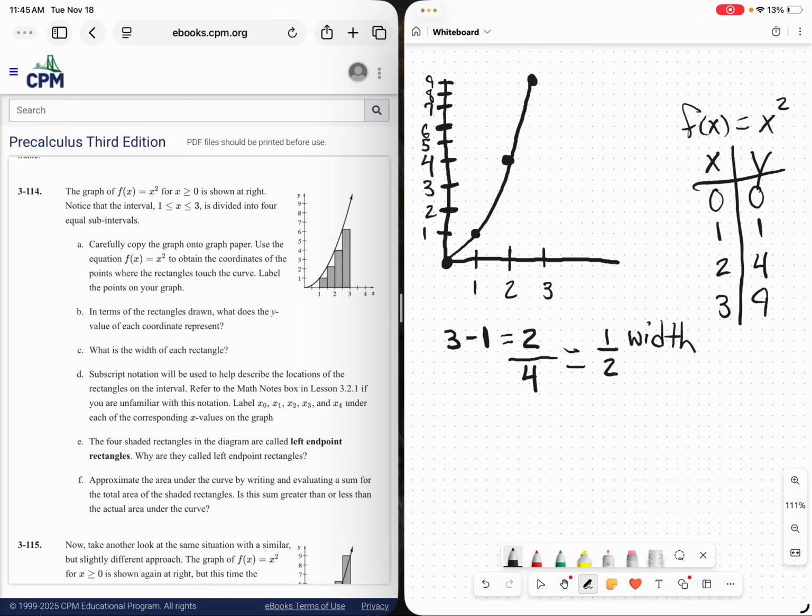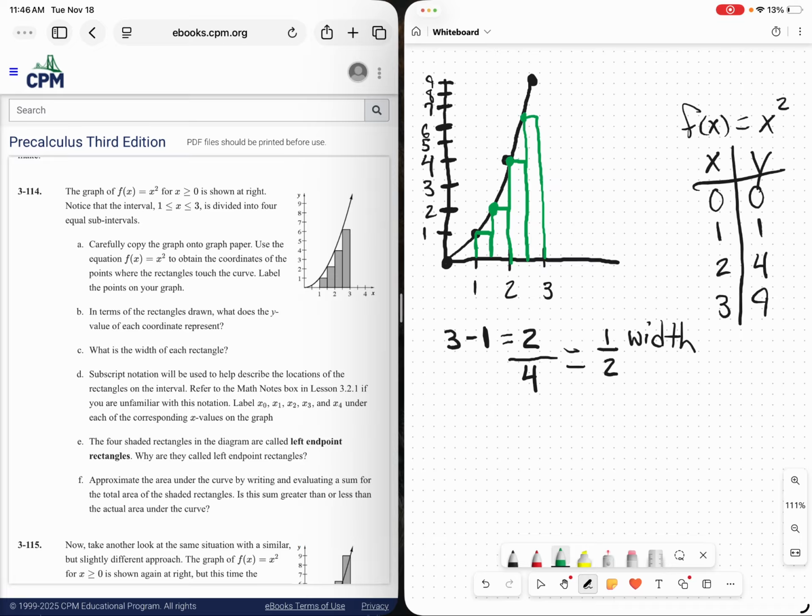Okay, so let's see if we can draw some rectangles here. If we start at 1 and go over 1/2, that's 1 rectangle. The next rectangle is going to start at that same 1/2 spot. It's just going to touch the curve, and it's going to go over to 2. The next interval is going to start at 2 and come down. And then the next one is going to start at 2.5 and go over to 3.